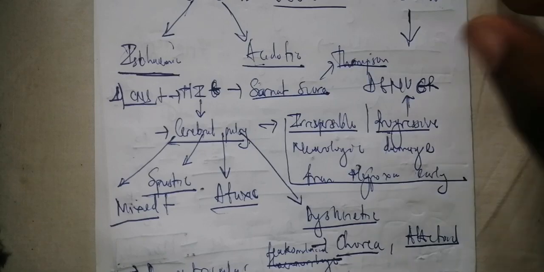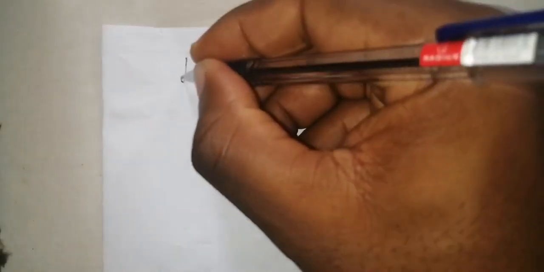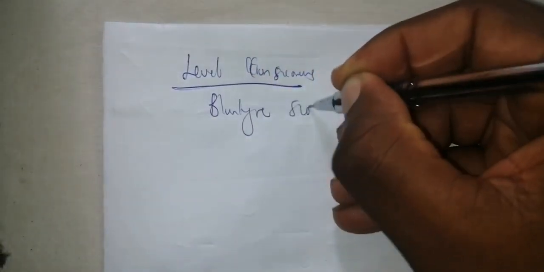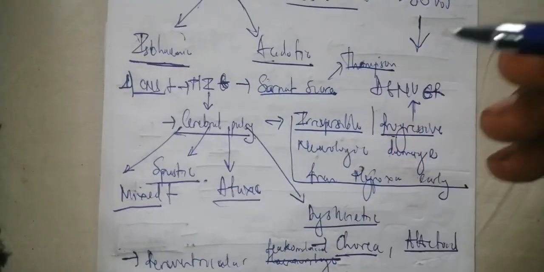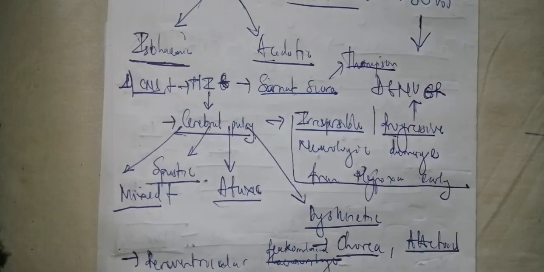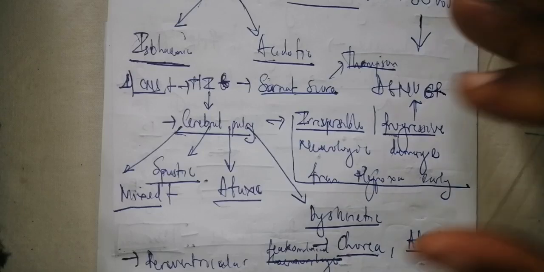And when you are assessing the level of consciousness in a child less than 2 years, you always use your Blantyre score. Is it clear? So those are the different elements that you have to evaluate here. Now, after evaluating the hypoxic ischemic encephalopathy with the SANAT score and the Thomson score, you can divide it into a mild, moderate, or severe hypoxic ischemic encephalopathy.